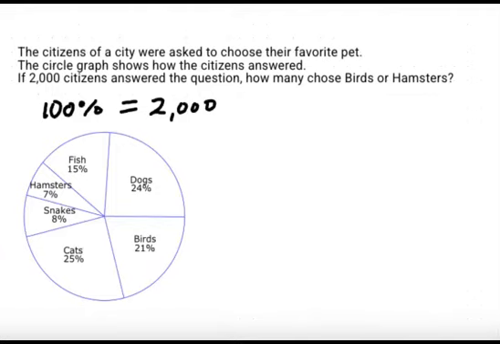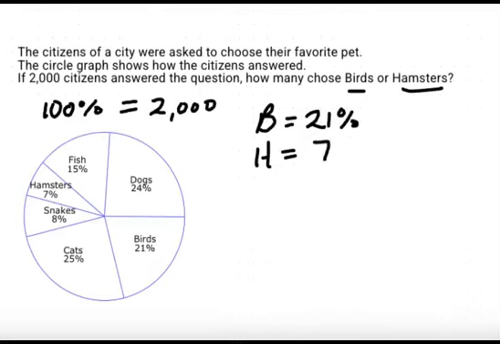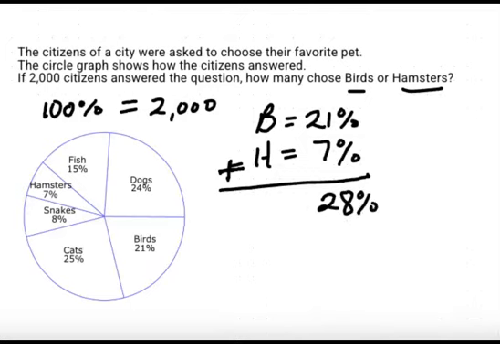Now we're curious about the ones who chose birds or hamsters. So birds is 21% of my 100%. Hamsters is 7% of my 100%. So birds plus hamsters will give me a total of 28%. So 28% out of my 100% will give me the amount of birds and hamster folk I have.